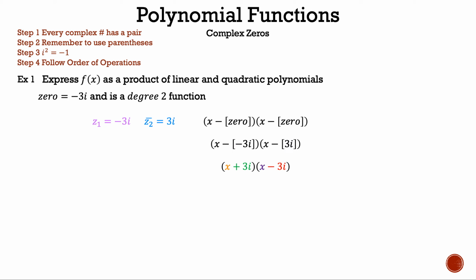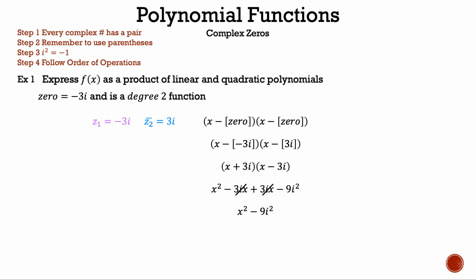Now, let's change that minus and negative to a plus sign. So now we have the quantity of x plus 3i times the quantity of x minus 3i. Now, let's multiply the polynomials. So we have x squared minus 3ix plus 3ix minus 9i squared. The two terms in the middle, negative 3ix and positive 3ix, cancel out. So we have x squared minus 9i squared.